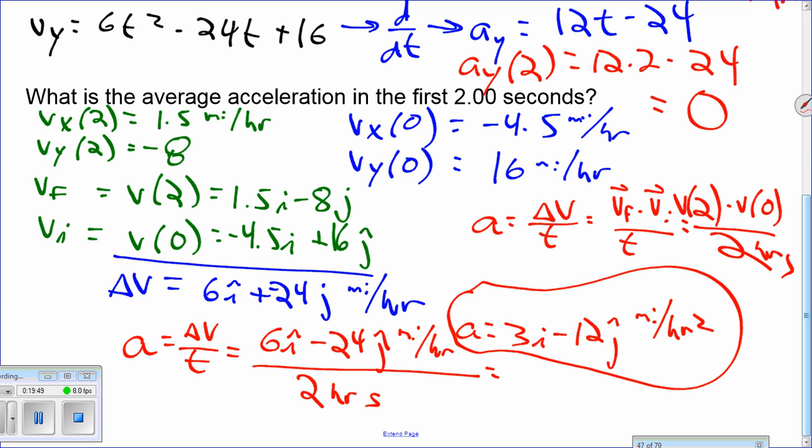I'll be honest with you guys. There is not a ton of this on the AP test, but when we get to forces, understanding this will make things easier. Okay, so you'll see. All right, so everybody happy here?